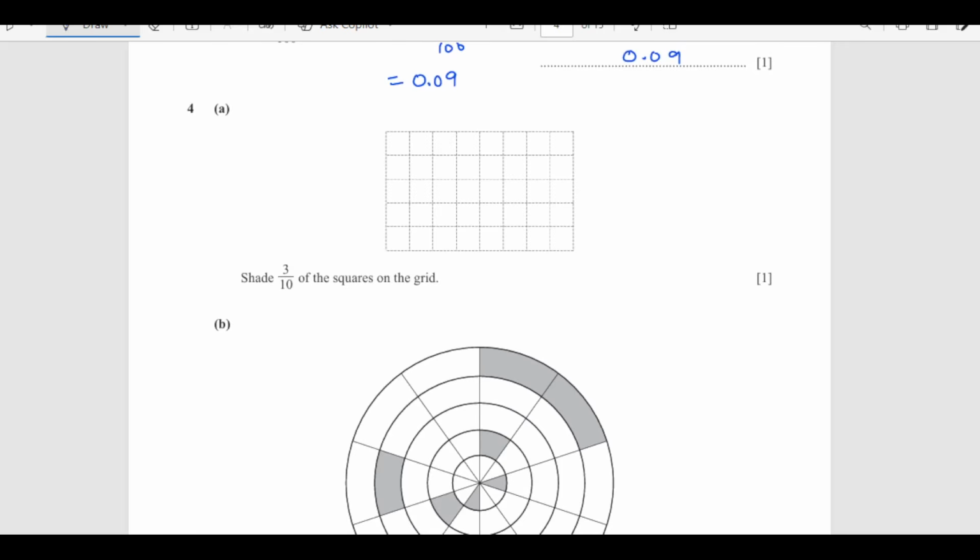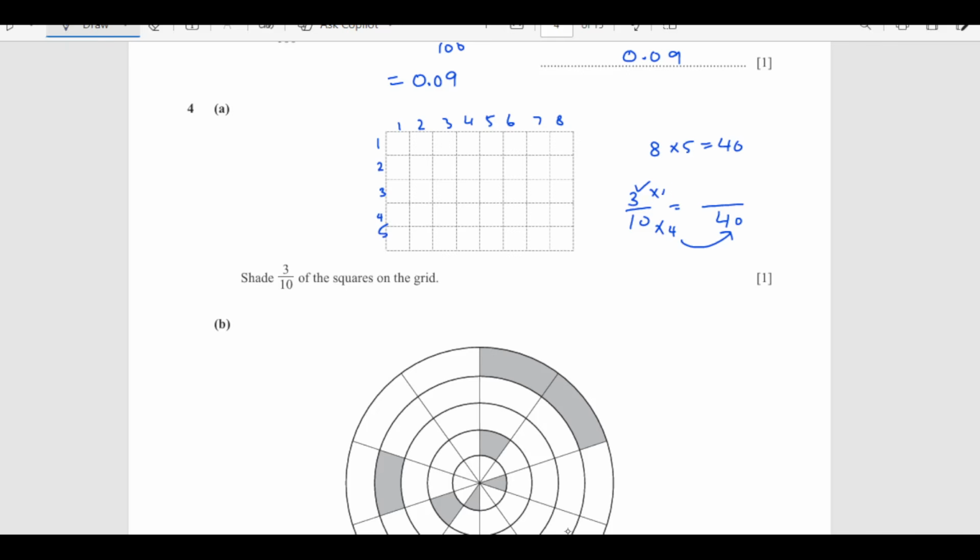Now number 4, shade 3 by 10 of the square on the grid. So first of all, we need to see how many squares in total we have here. This side we have 1, 2, 3, 4 and 5. This side we have 1, 2, 3, 4, 5, 6, 7 and 8. So 8 times 5, the total is 40. We are looking for 3 over 10. So out of 10, 3 are shaded. So if we have a total of 40, then how much will be shaded? If you multiply this by 4, we get 40, right?